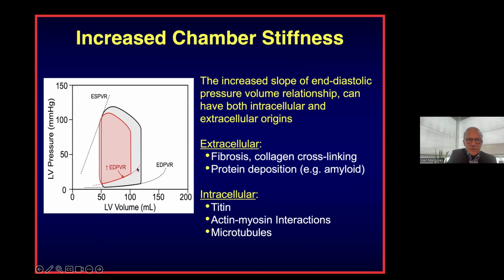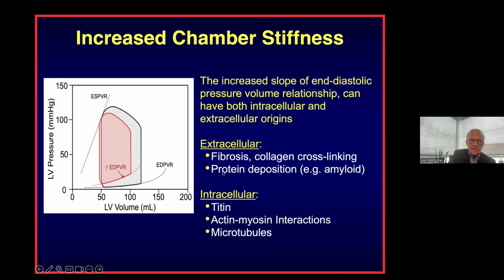It's well established that there are extracellular contributors to increased chamber stiffness, things like fibrosis or collagen cross-linking that I'll mention a little more about in the next slide. We also know that abnormal protein deposition in the heart, things like infiltrative cardiomyopathies like amyloidosis, can increase the stiffness of the heart and lead to an increase in the left ventricular end diastolic pressure volume relationship.